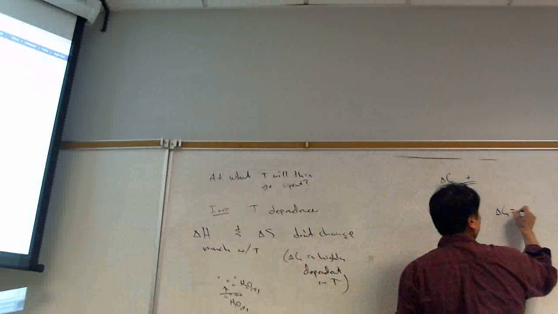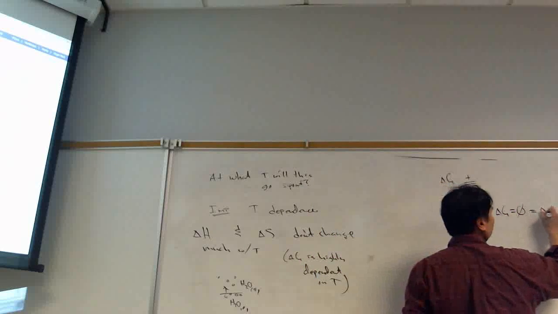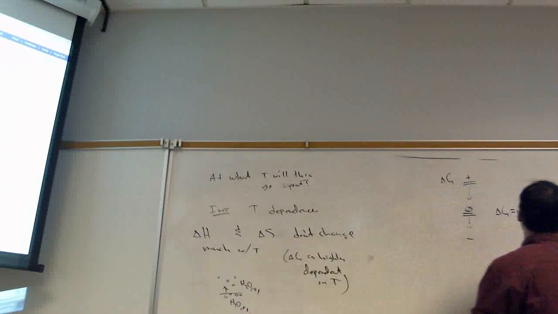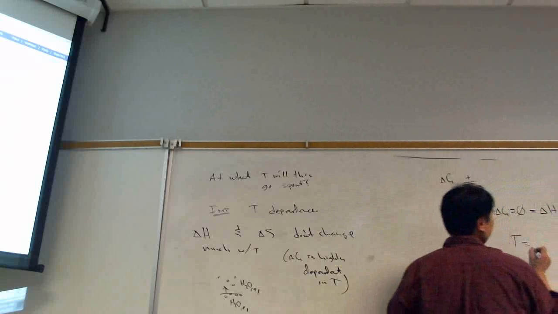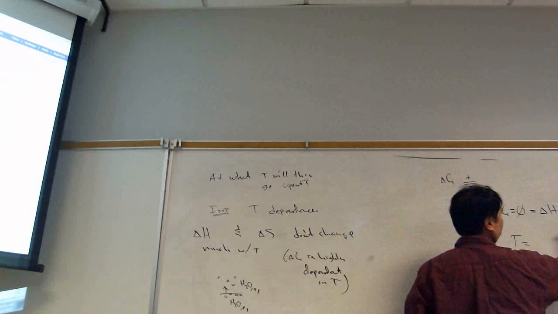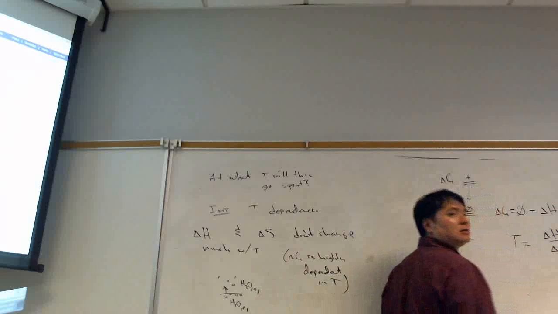So delta G equals 0. Well, how can it equal 0? We need a certain temperature to overcome this. This delta H is positive. It's endothermic, right? And so we need some temperature to make the entropy bigger so it cancels out the delta H. What is that temperature? Well, the temperature is going to equal delta H over delta S.